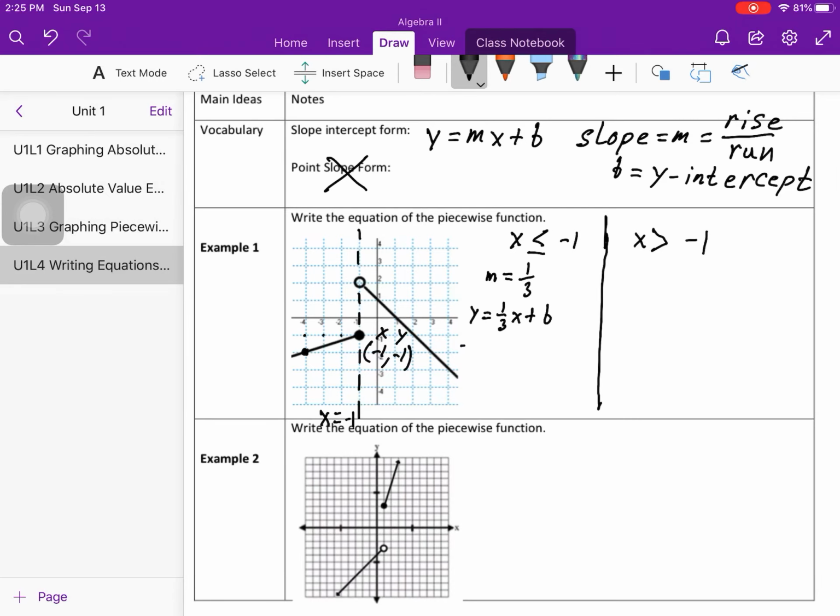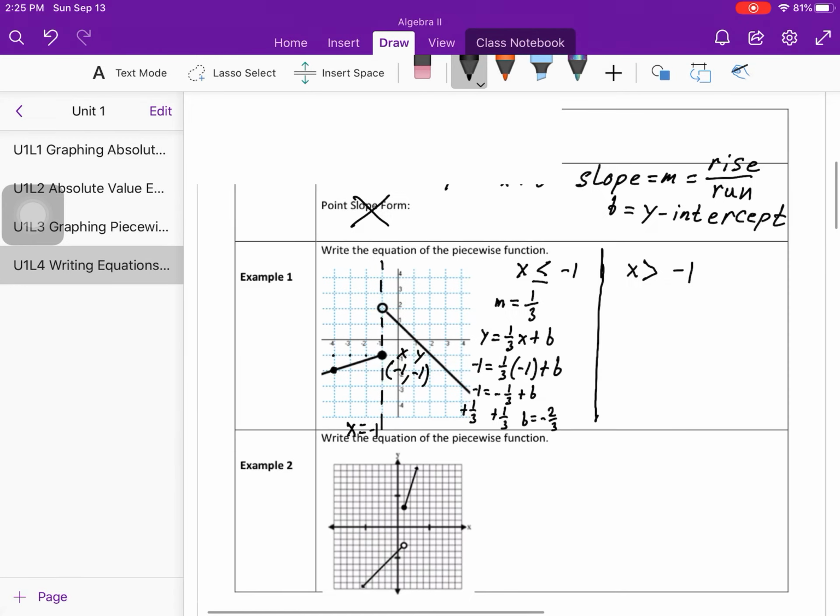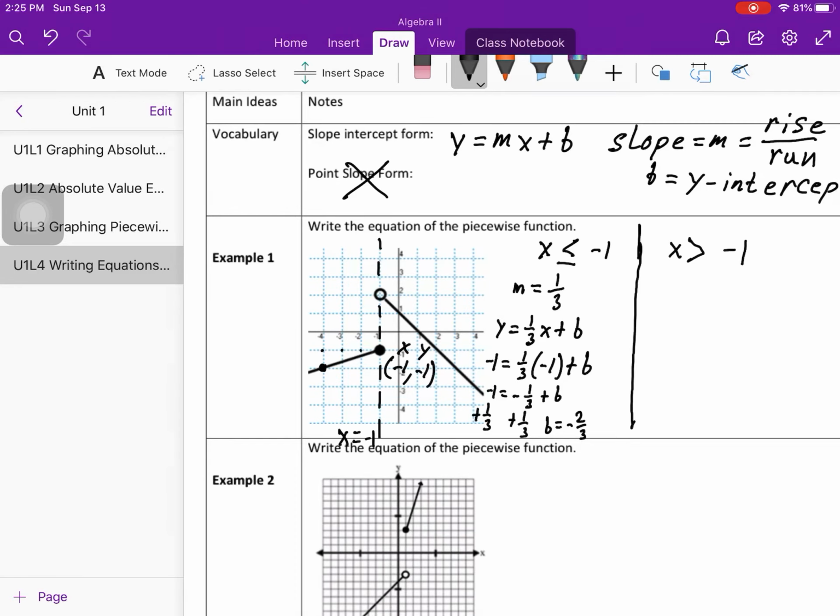Okay, so -1 equals 1/3 times -1 plus b. Got to make sure I have enough room to write here. -1 equals -1/3 plus b. So when we add a third to both sides, we get b equals -2/3. So that's actually enough to write out the equation. I'm going to just write it on the left side here since I'm running out of room. It's going to be y equals, we know the slope was 1/3 x, and then the y-intercept was -2/3.